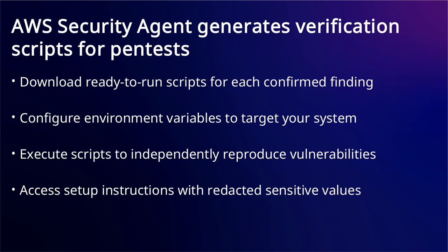Each script includes setup instructions, documented environment variables, and redacted sensitive values to protect your security posture. This automation streamlines your triage process and accelerates remediation by eliminating manual reproduction work. The feature is available in all AWS regions where AWS Security Agent is supported. To use it, run a penetration test, navigate to your findings, and expand the verification script section.